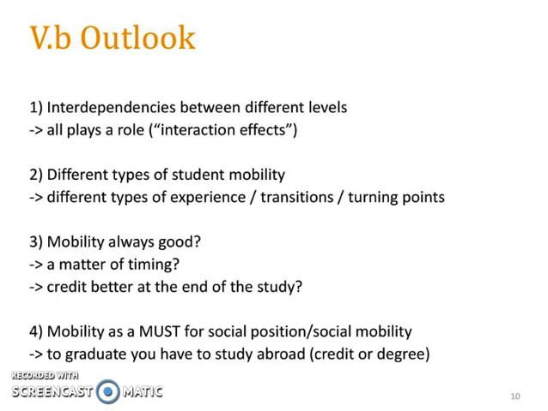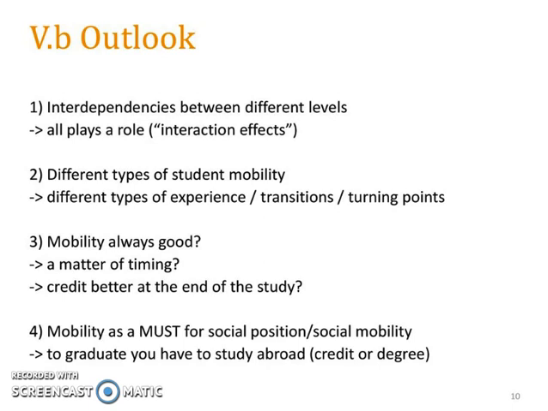So let's talk about the definition to outlook. I identify the points. Interdependencies between different levels all play a role, like interaction effects. Different types of student mobility have different types of experience, transitions, and of course turning points.